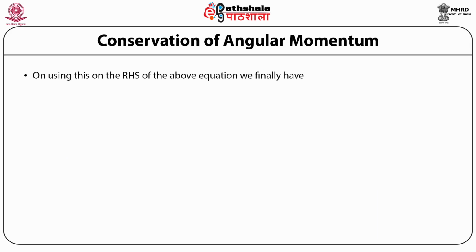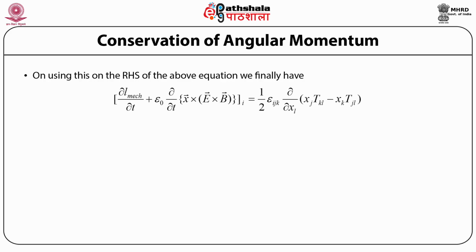Conservation of angular momentum. So after having done all this mathematical jugglery and converting the vector form of the equation into the tensor form of the equation, we can now write the above equation involving the mechanical angular momentum finally in the tensor notation given by the ith component of bracket open partial time derivative of the mechanical angular momentum L plus epsilon naught times the partial time derivative of the cross product of the position vector x with the cross product of the electric field E and the magnetic field induction vector B whole bracket close.